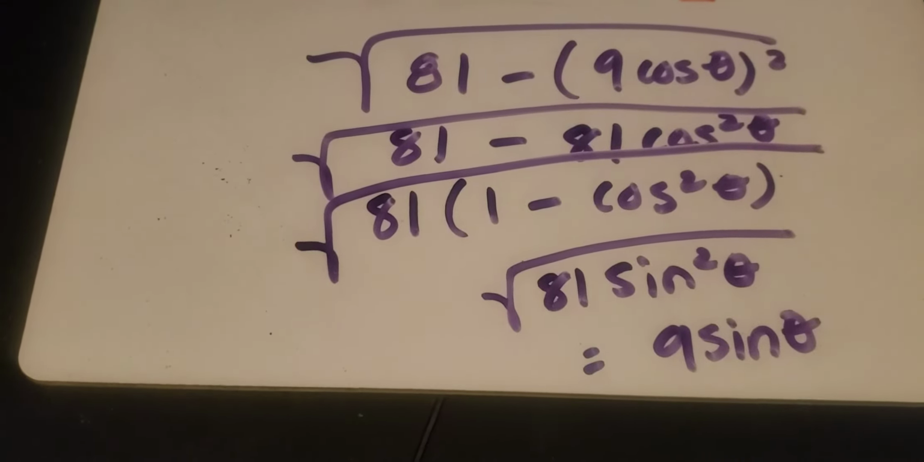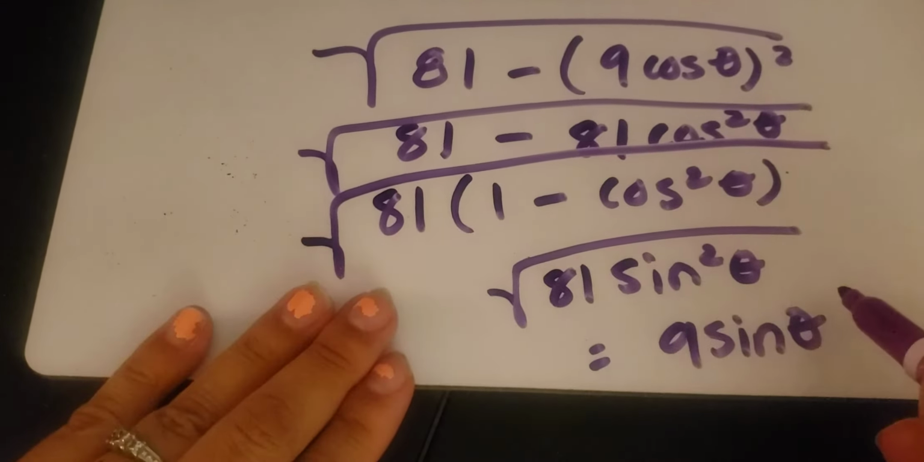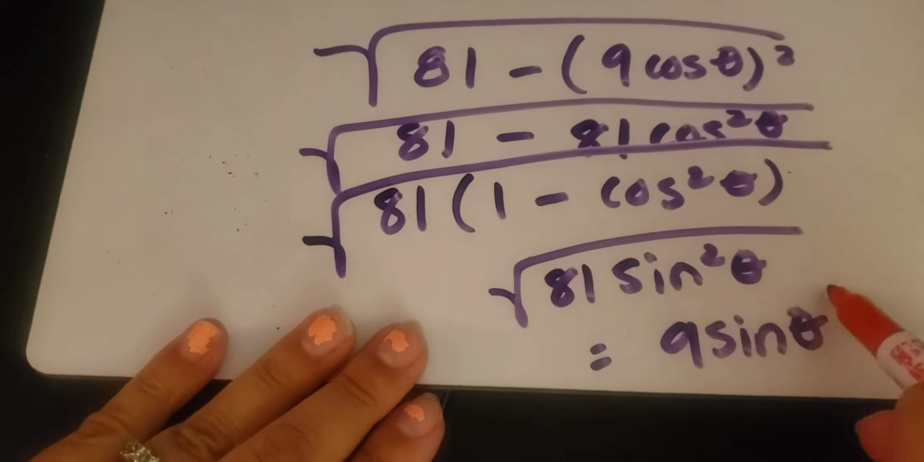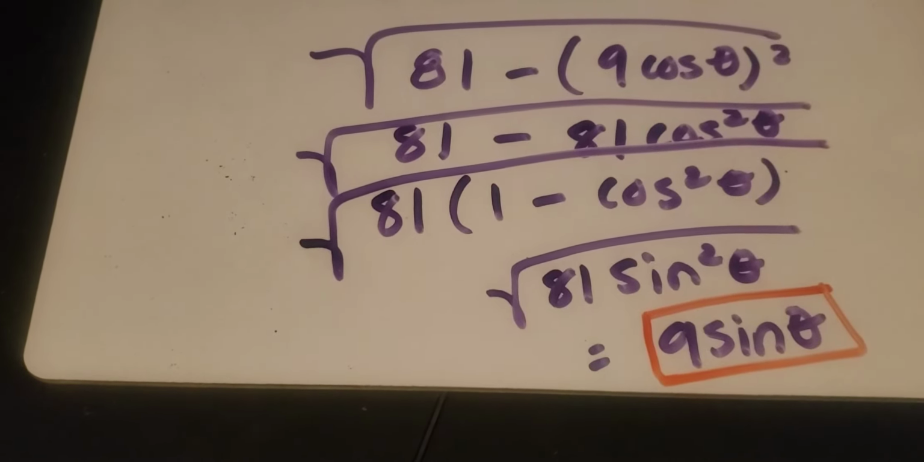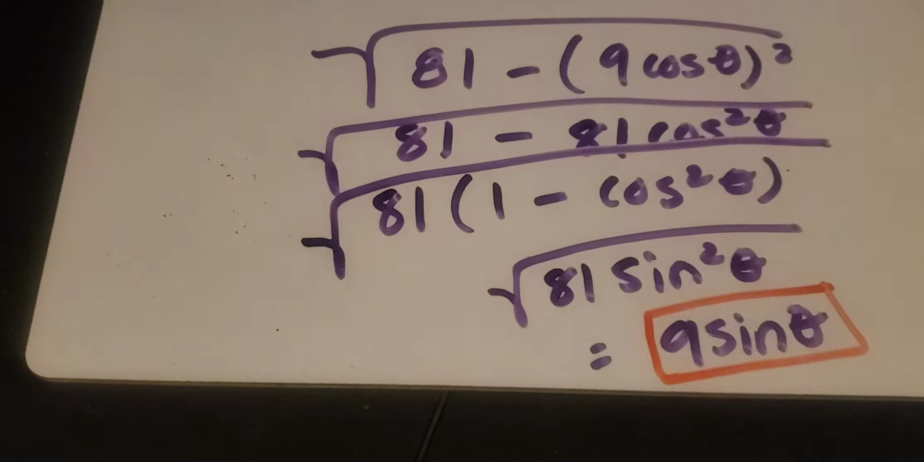And that's my final answer: 9 sine theta. This one's a pretty easy one because you're just substituting and simplifying, but again, applying your trig functions. And I'm going to go ahead and do one more with you.